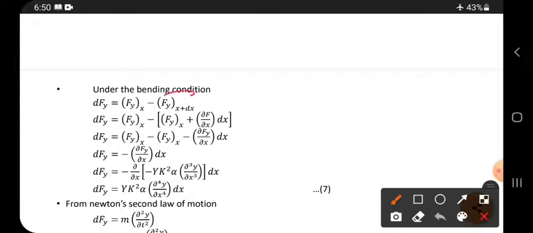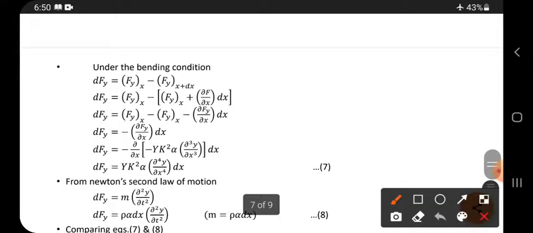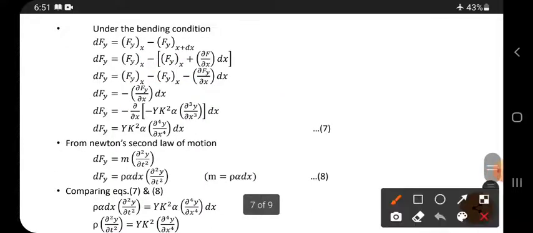So the change is this one. According to the Taylor series we can write it like this, we know already. So just now we have separated it according to the Taylor series. And now this 2F gets cancelled. Right, sorry, this 2F gets cancelled. Here it is minus into this one, and now we get minus. So it is dFy.